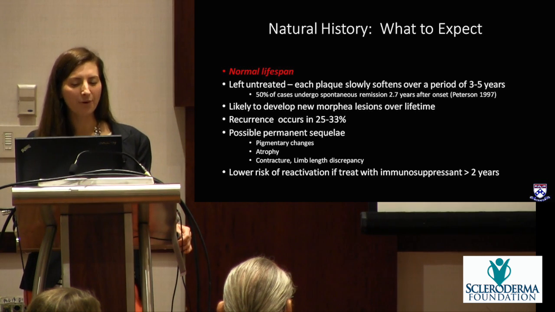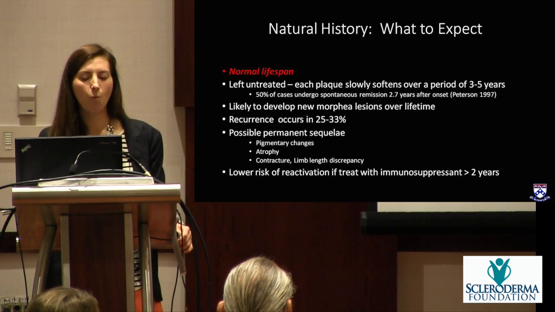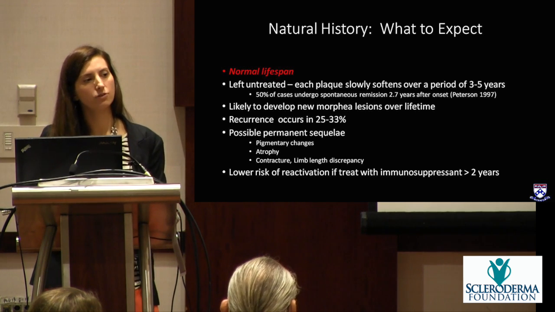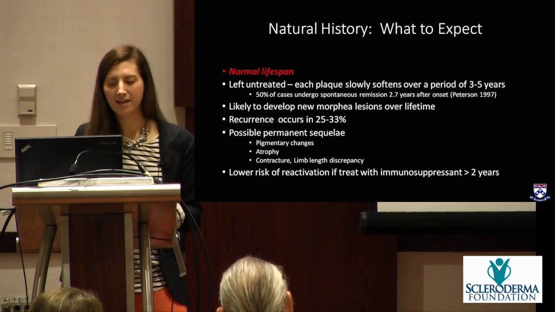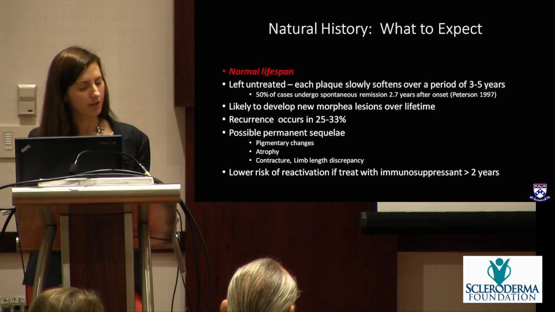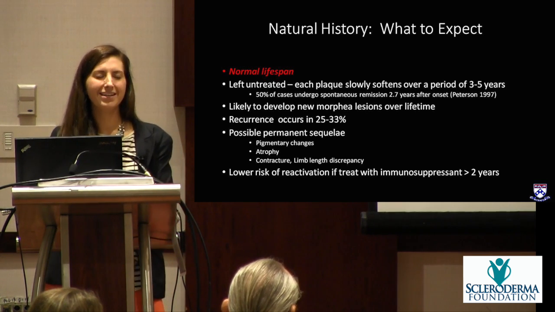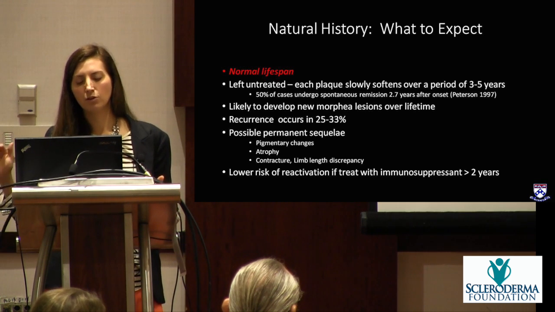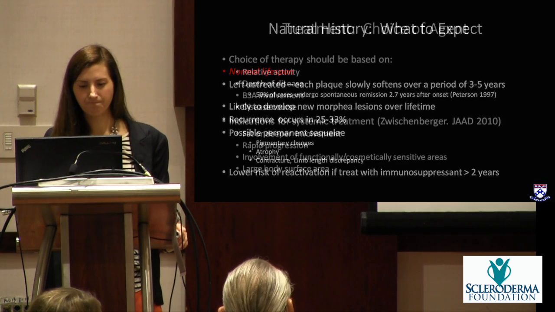How can we lower the risk of reactivation? We can treat greater than 2 years with immunosuppressants. There's one study looking at methotrexate specifically and the length of time. It was in children, and it showed that if treated less than 2 years, there was a higher risk of reactivation. If treated greater than 2 years, a lower risk of reactivation.